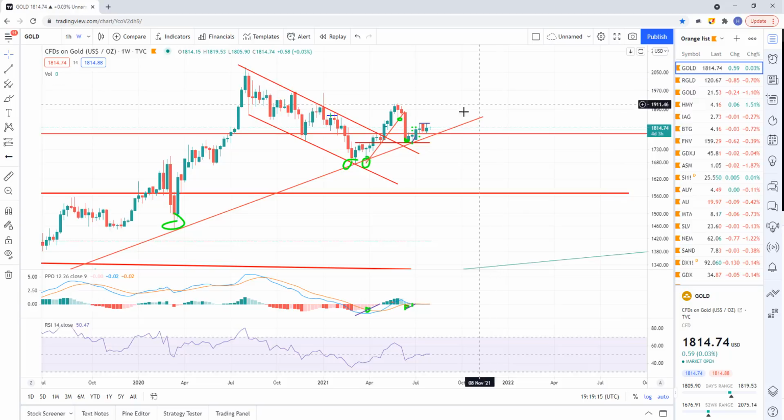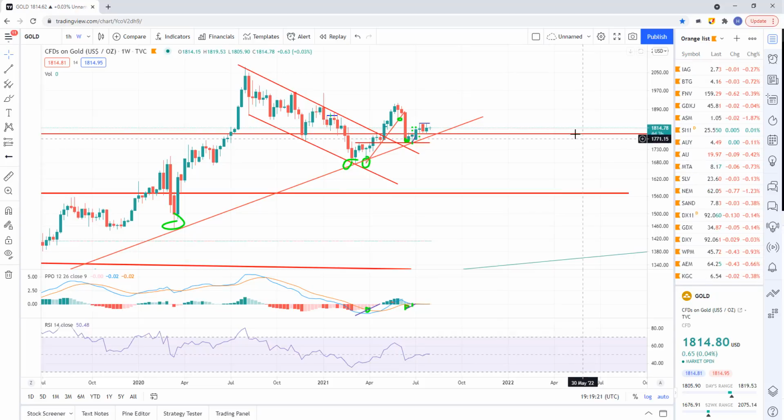So as far as I can tell, gold's going higher. The miners still look good, and we should likely continue to move up.